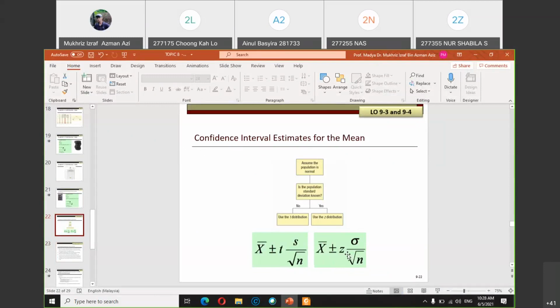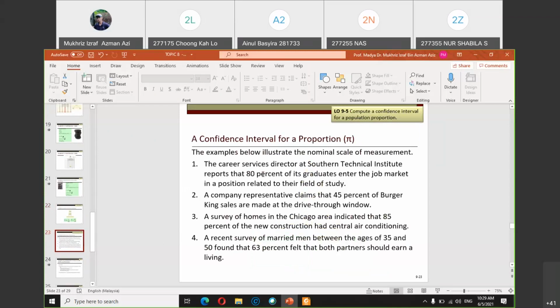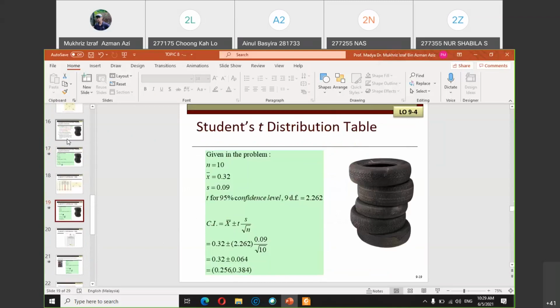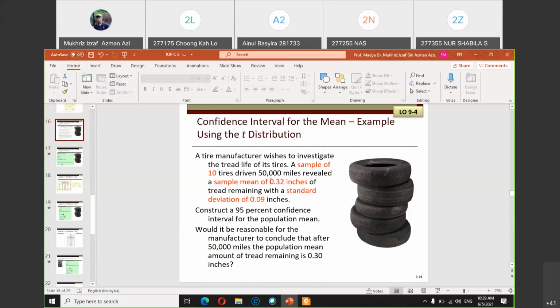Okay, the only difference is that you don't have any information on the standard deviation or the mean value. If you compare with the previous two examples, in the tire manufacturer example, first you get information on the sample size, the N value, the X bar, and the sigma, or the S value, the standard deviation. So you have three pieces of information: sample size, X bar, and standard deviation.